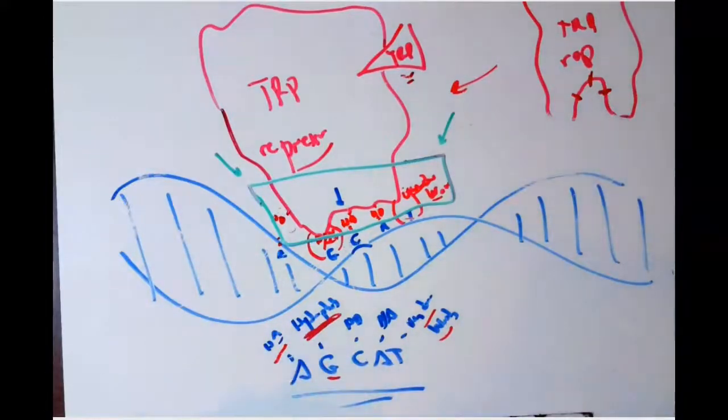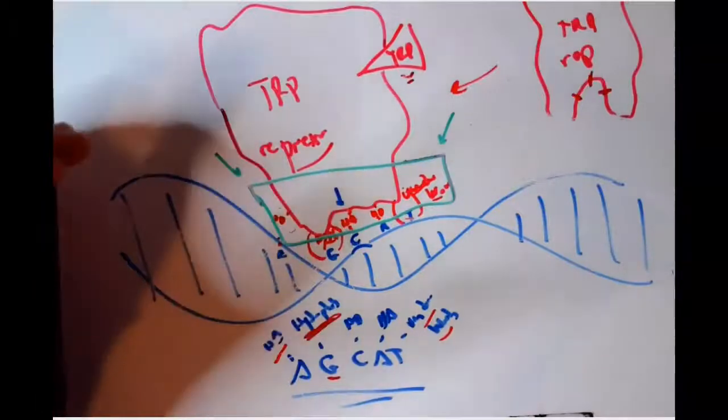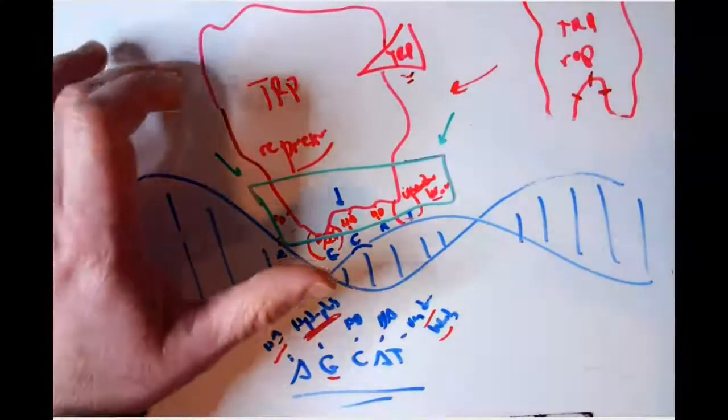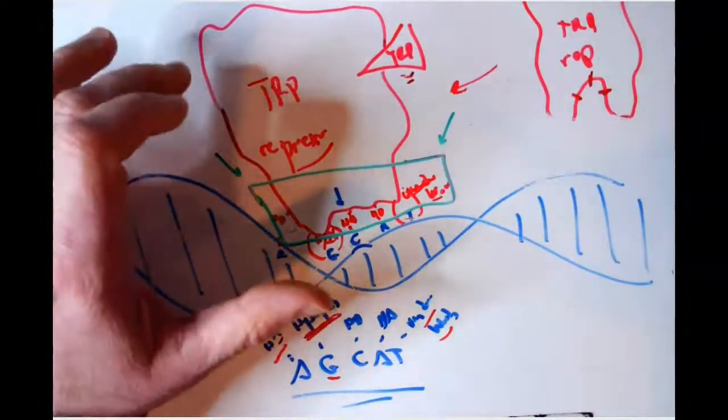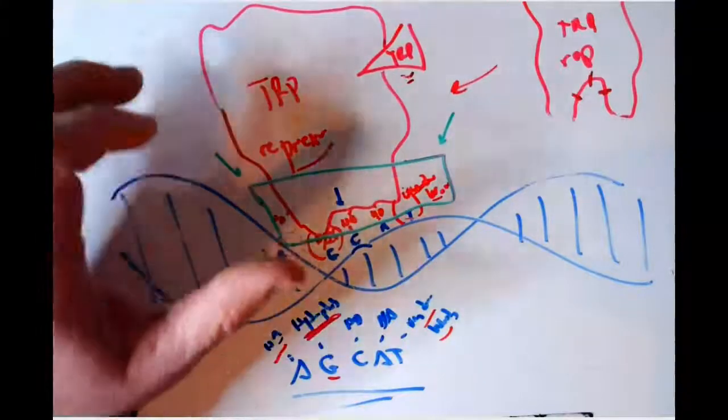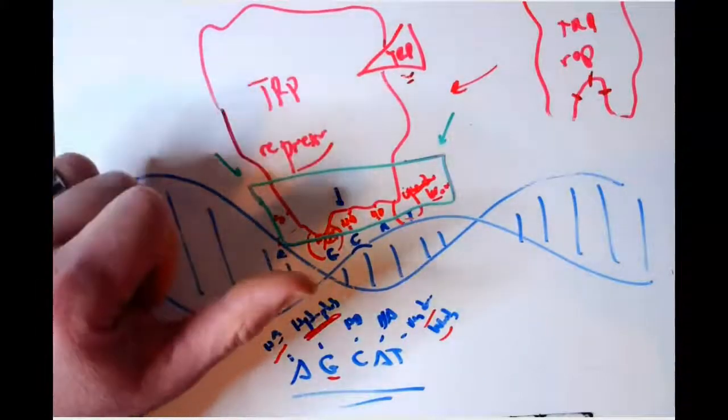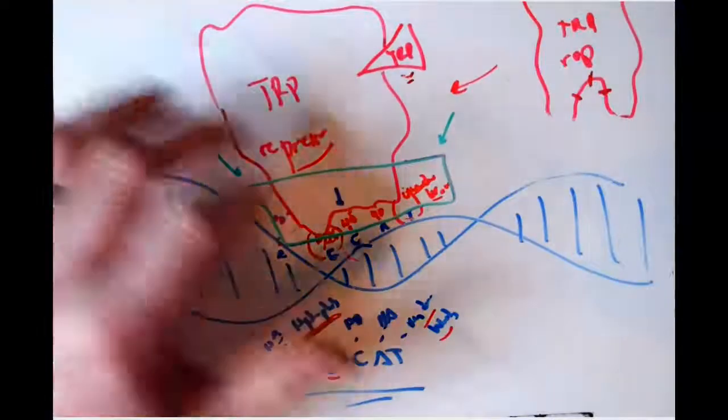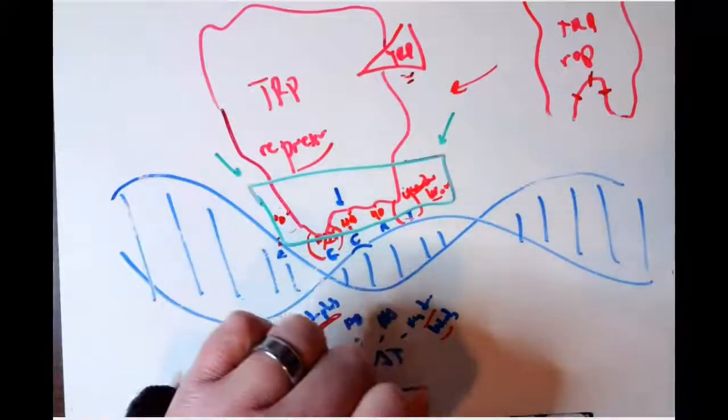So good stuff there, lots of good overall themes. Everything I said about binding with specificity doesn't just apply to the trip repressor. Again, we're using this as an example. Every single protein that binds to DNA through this kind of mechanism, this mirroring or complementing of non-covalent forces.